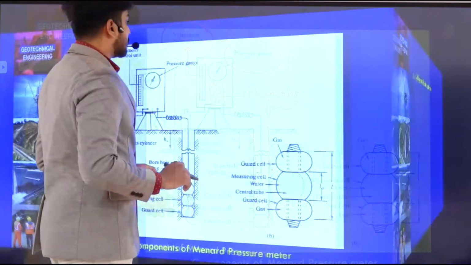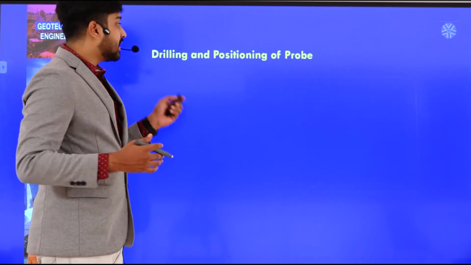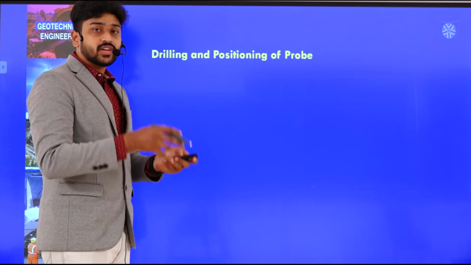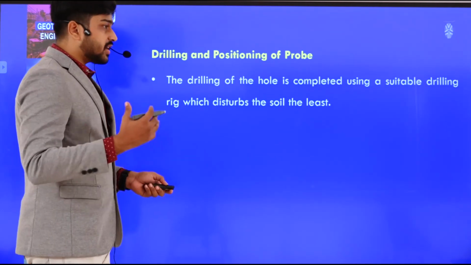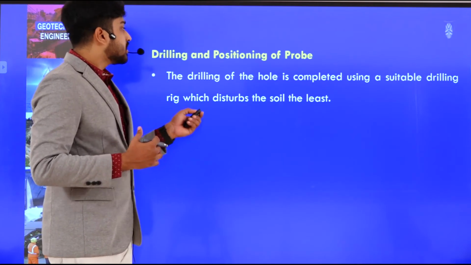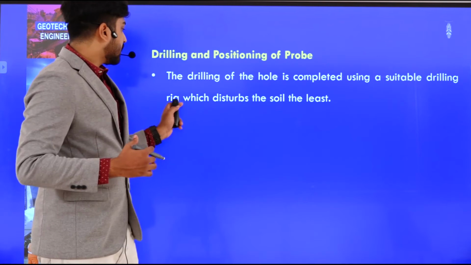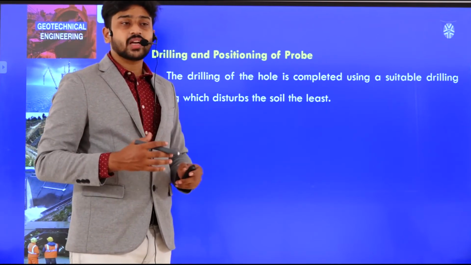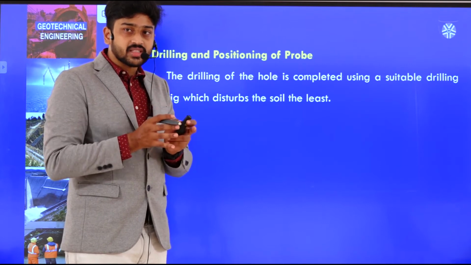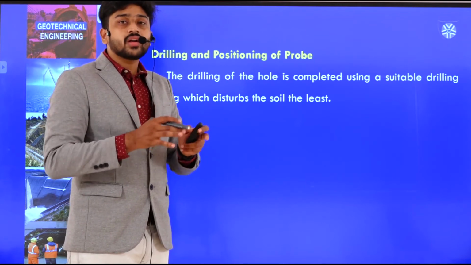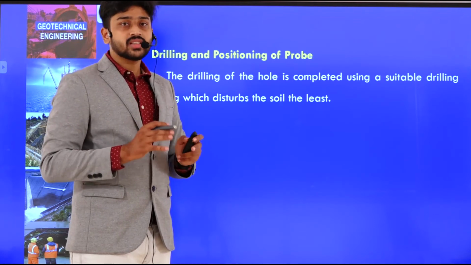Clear? Now let us try to understand in more detail the drilling and position of the probe. First we need to drill, and then we need to place the probe. We will try to understand how this is done. There are certain criteria here. The drilling of the hole is completed using a suitable drilling rig which disturbs the soil the least. That means the borehole is dug in such a way that the soil is not disturbed. At least we try to make sure that it is least disturbed. That is the major thing.